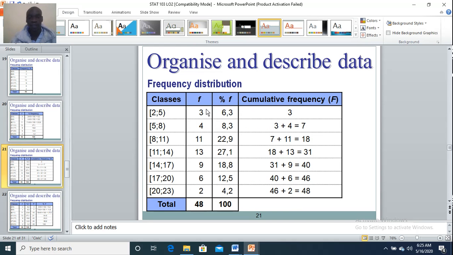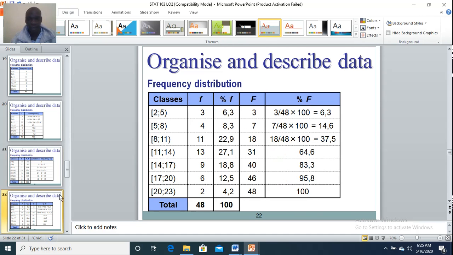So the frequency is 3 and the percentage is this. So we are accumulating the frequency. So we start with 3 here. 3 plus 4, it gives 7. 7 plus 11, it gives 18. 18 plus 13, it gives 31. 31 plus 9, it gives 40. 40 plus 6, it gives 46. 46 plus 2, it gives 48. So that's the cumulative frequency.